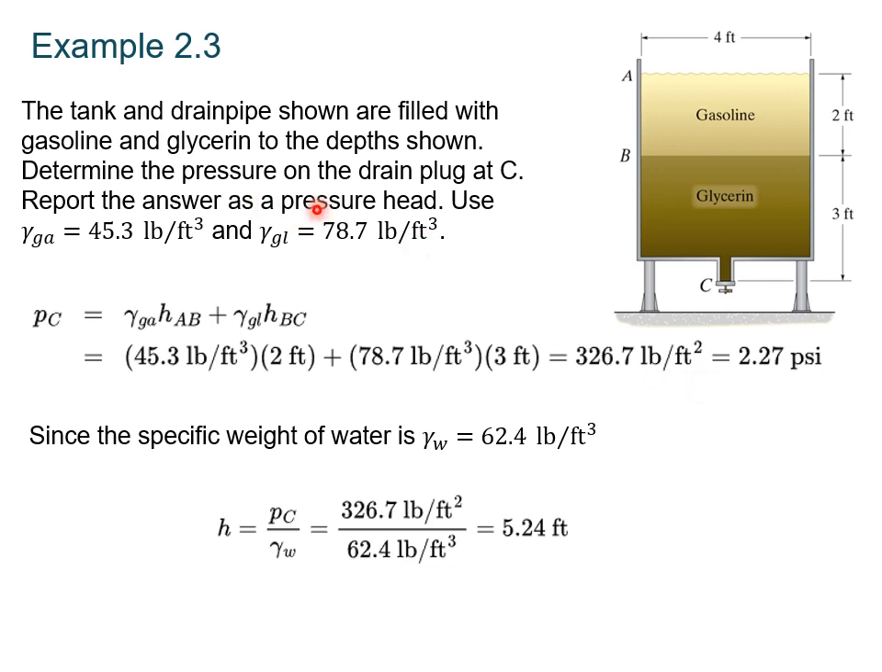So here we have to calculate what the pressure head is. So it's 326.7 pounds per square foot divided by gamma for water, 62.4 pounds per cubic foot, and we get 5.24 feet as the pressure head at the bottom of the pitcock at sea.